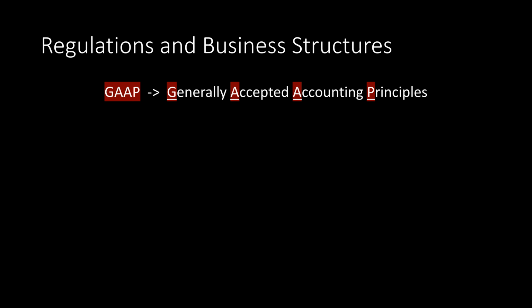Now let us look at the regulations and business structures. GAAP. A lot of you might have heard of this word. It stands for Generally Accepted Accounting Principles. Now these are a set of rules and practices having substantial authoritative support that the accounting profession recognizes as a general guide for financial reporting purposes. There are several standard setting bodies that help determine these guidelines: Securities and Exchange Commission, SEC, Financial Accounting Standards Board, FASB, and International Accounting Standards Board, IASB.